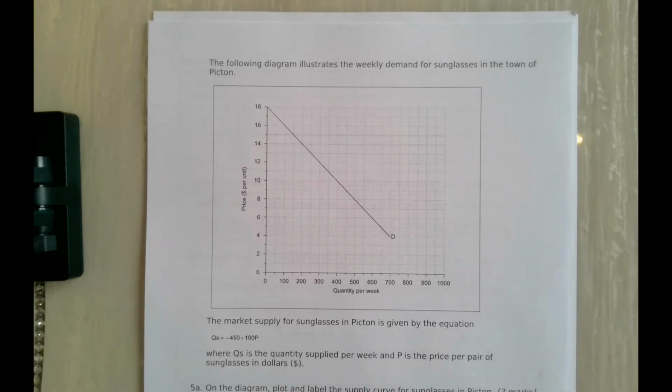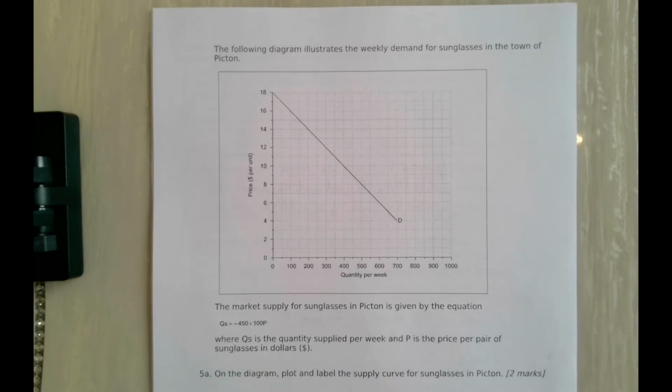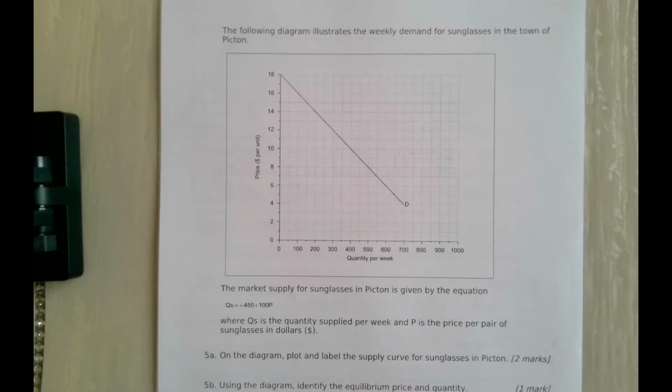Okay, now we're on to this. Hello, my dear friend, this question again. The following diagram illustrates the weekly demand for sunglasses in the town of Picton. That's the demand curve, no problem. The market supply for sunglasses in Picton is given by the equation QS equals minus 450 plus 100p, where QS is the quantity supplied per week and P is the price per pair of sunglasses in dollars. On the diagram above, plot and label the supply curve for sunglasses in Picton.